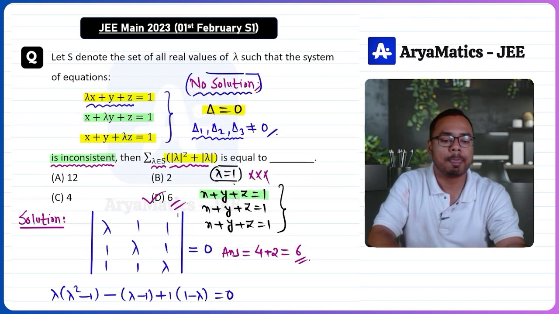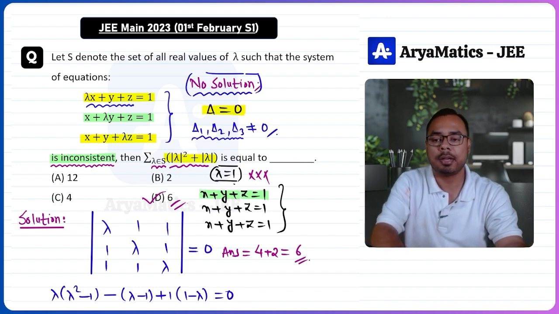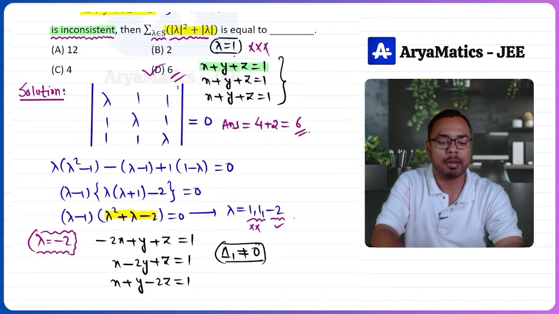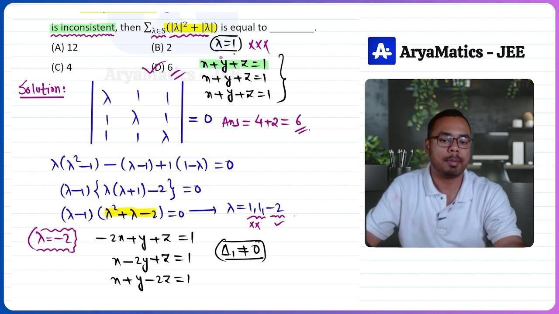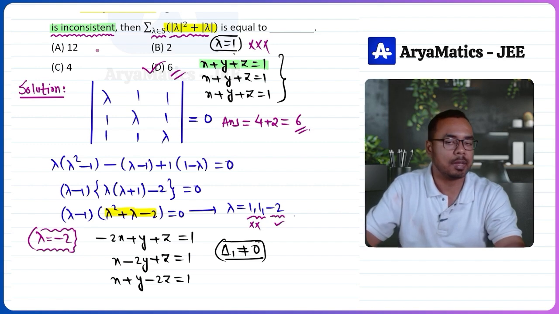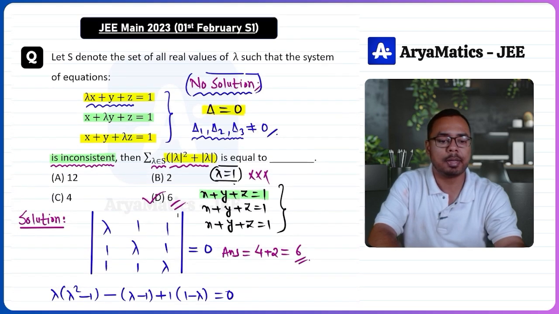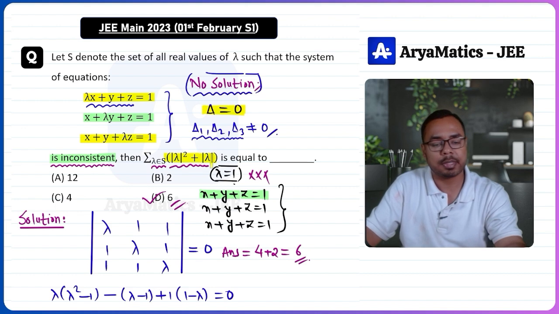So in this problem, for no solution, or if the system of linear equations is inconsistent, then delta will be 0, and at least any one of these three will be non-zero. By equating delta to 0, we got three values of lambda: 1, 1 and -2. When lambda is 1, we are getting infinitely many solutions, and when lambda is -2, then we are getting no solution. So therefore, the only value of lambda in this set S will be -2, and for that this sum will be 6. So the correct answer for this problem is option D.